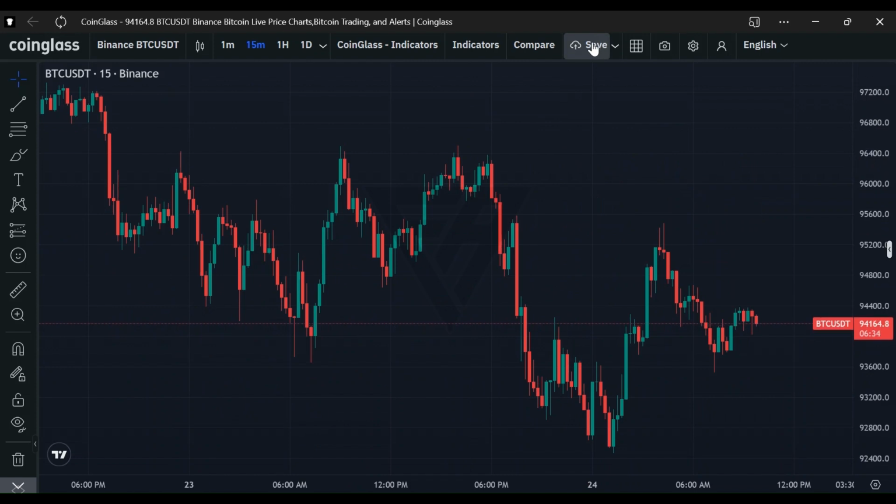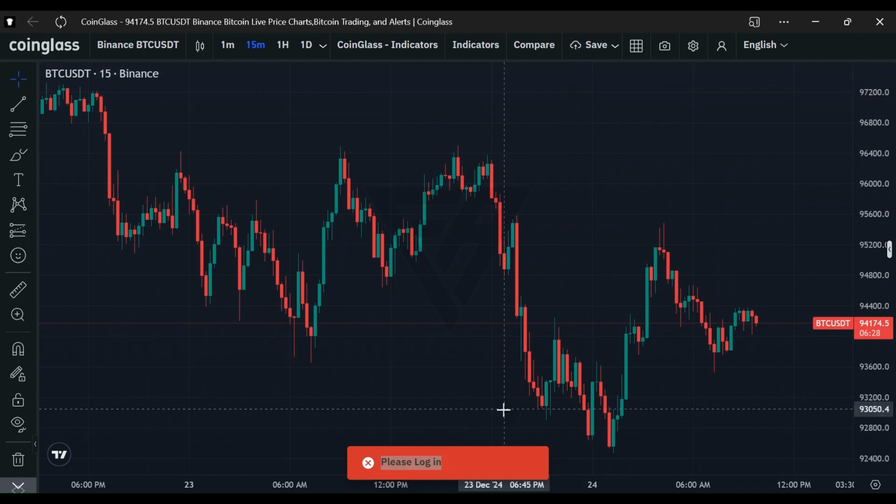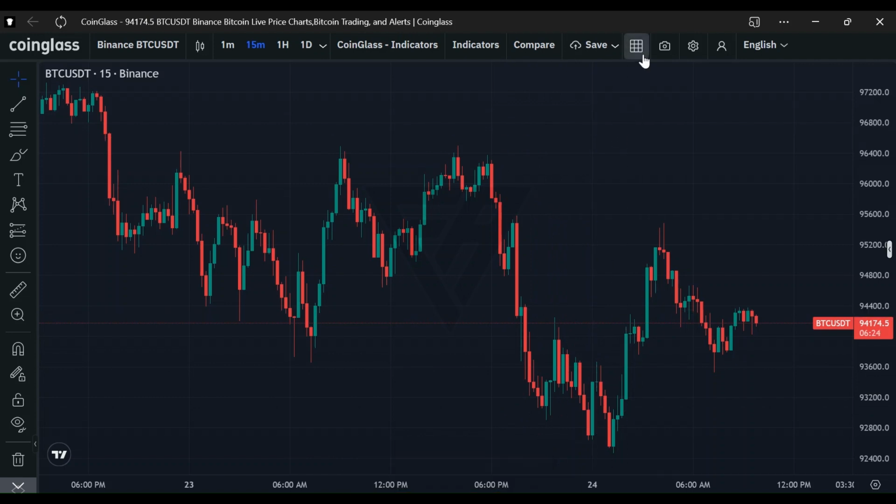Here you can save all your templates. For this you need to log in. You need to have an account first so that you can save your templates from here. So this is the layout screen where you can have up to 9 charts, and this is quite helpful if you want to look at multiple coins at the same time or multiple indicators.